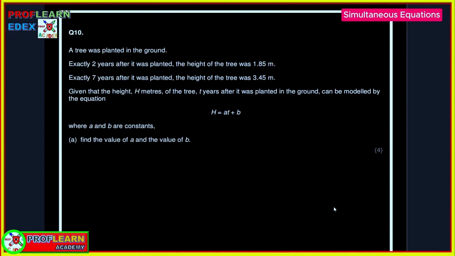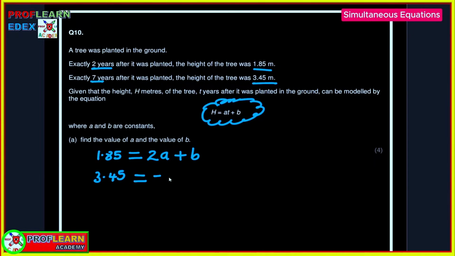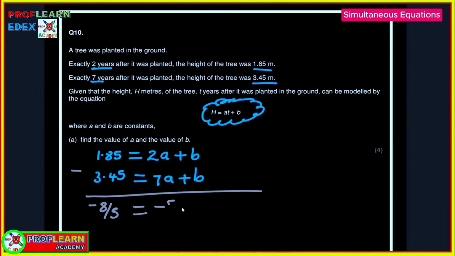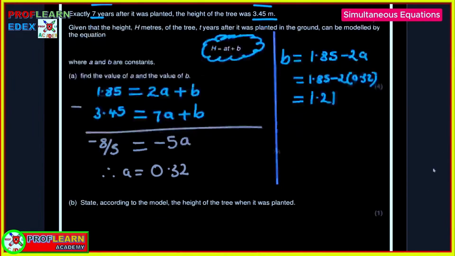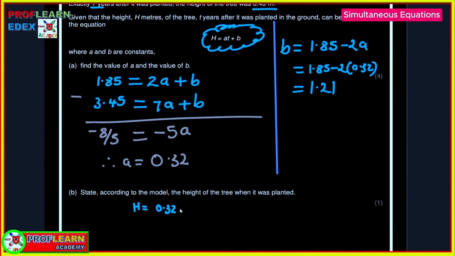So we are going to form two equations here, and the first equation is going to be when t is 2 years. The second equation will be when t is 7 years, and then subtracting the two equations, that's going to be -8/5 equals -5a, and dividing both sides by -5, we get our value of a to be 0.32. Now once we have the value of a, we can find the value of b by substituting into one of the equations, and our b becomes 1.2. Now we can say our model equation is this.